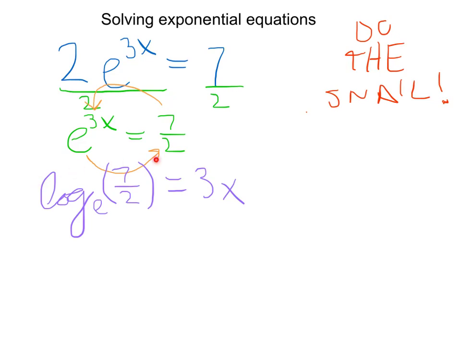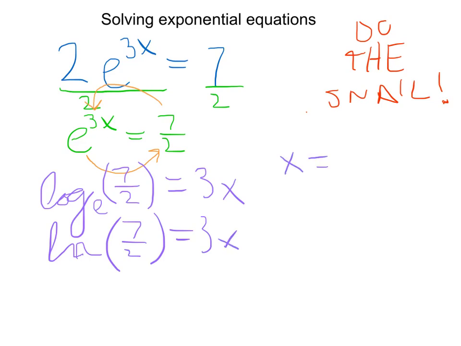However, the nice thing is here we ended up getting x almost all by itself, just by converting from exponential form to logarithmic form. And you'll notice that doing the snail helped us out quite a bit, right? Boom. So now, one thing you might notice is that usually in math class we don't write log base e. Instead we write something else. So let's write that out. It's going to be ln of 7/2, and that's equal to 3x. And then we can divide both sides by 3, and what we get is x equals ln of 7/2, all divided by 3.